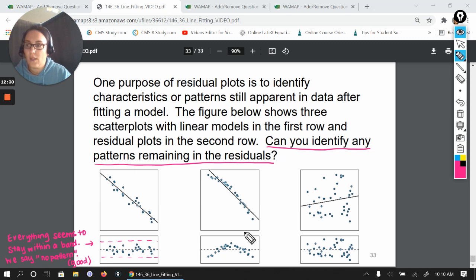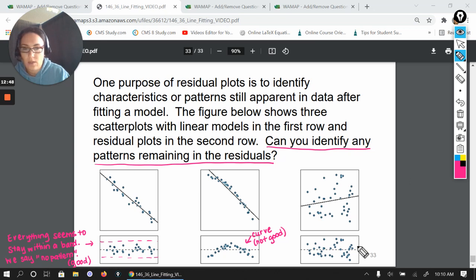For the second one, we see that there is actually a curve in the residual plot. And that's not good. It means that the linear model is not a good fit.